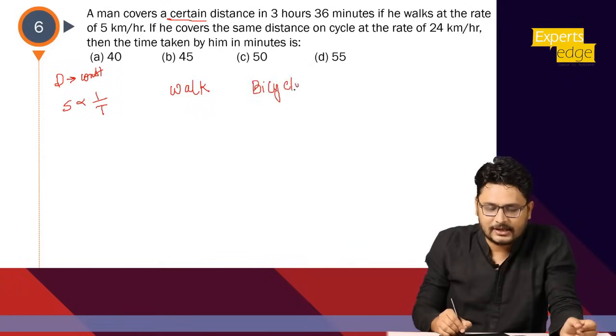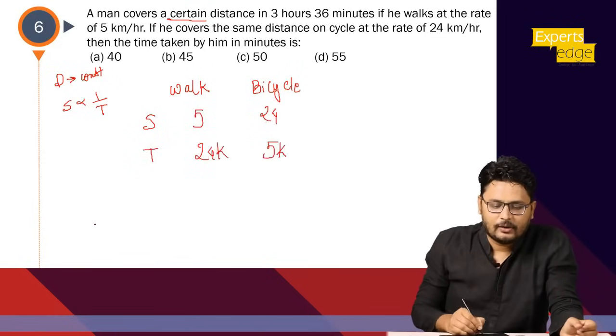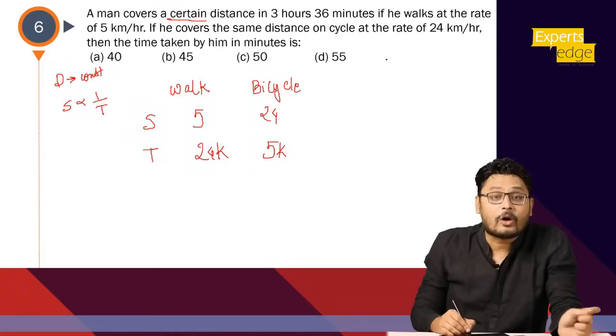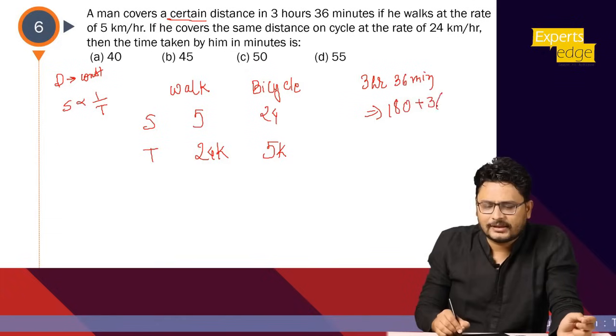And he is asking us the time taken on the bicycle. Speed of walking is 5, bicycle is 24. So the ratio of time would be 24k and 5k, right? Now is there a difference keyword like late or early? No. What is 3 hours 36 minutes? This is the walking time. So 3 hours 36 minutes, let us go into minutes only. How much would it be? 180 plus 36 minutes, right? So technically it would be 216 minutes.